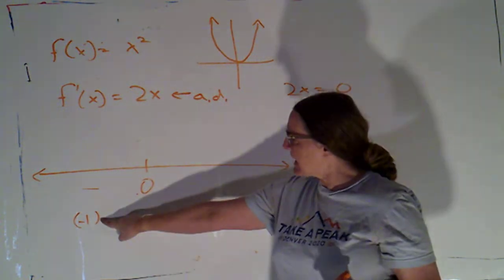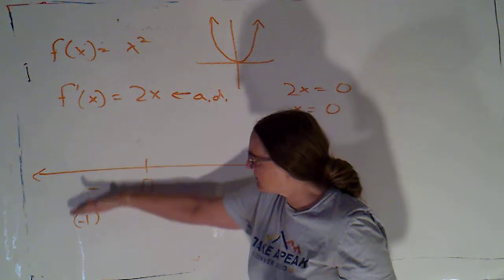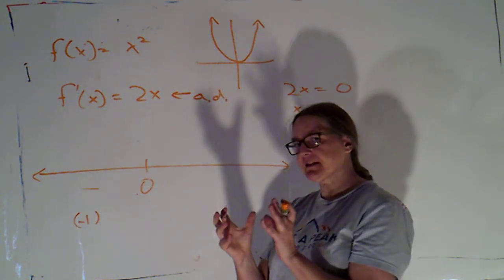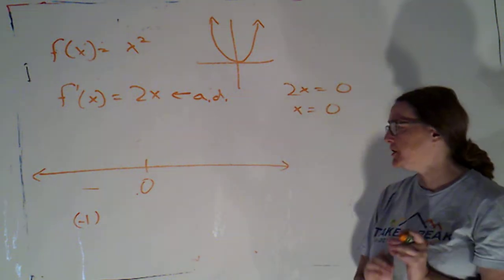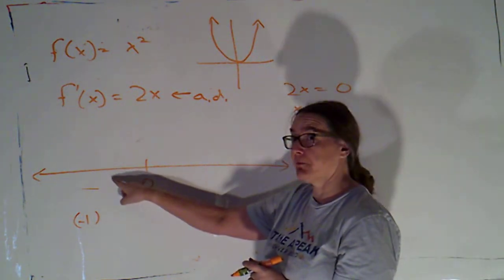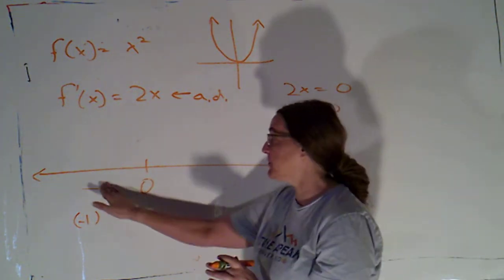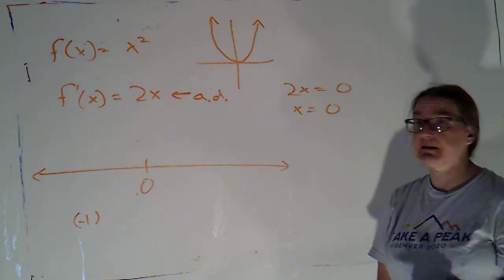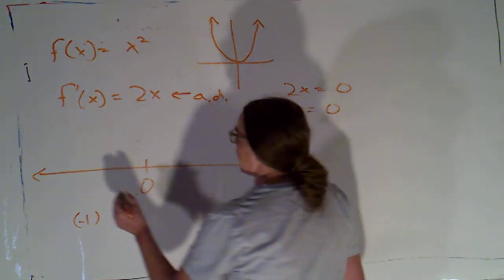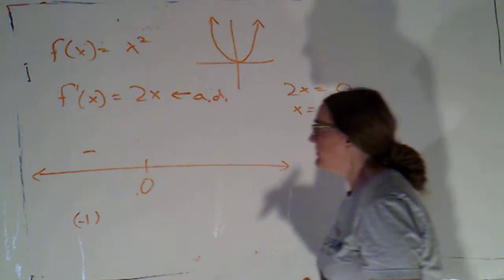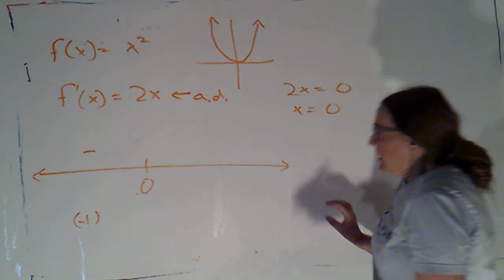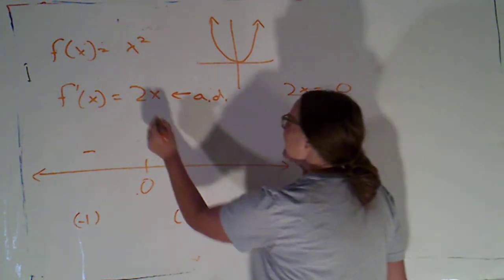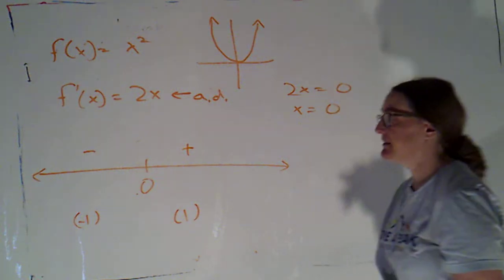Usually when I'm picking a test number, I like to write that test number a little bit lower down, and I also put it in parentheses. That's giving myself 2 visual cues that that's not a critical number that I'm marking off as a possible place where it could change. That's just a number that I'm plugging in to check the sign of things. So I can say at -1, 2x would be negative. Okay. Number to the right of 0, I think I'll plug in 1. Then 2x would be positive.